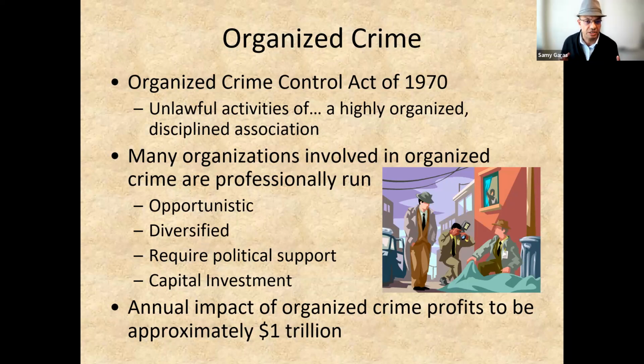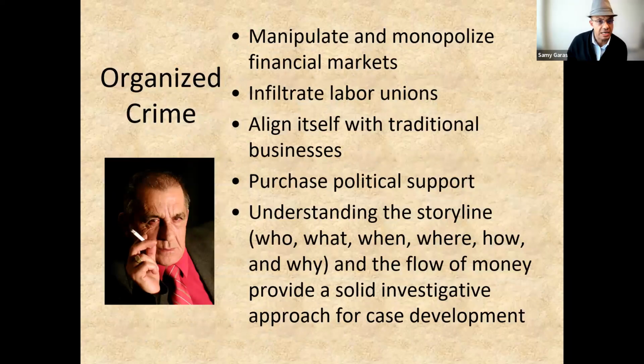Many organizations involved in organized crime are professionally run, either opportunistic or diversified or with political support. And because of that, the Organized Crime Control Act came out to fight against this kind of organized crime. Organized crime usually manipulates and monopolizes the financial market, as I say, trying to grab better market share or make an oligopoly with different competitors to control the price in the market, infiltrate the labor union, align with traditional businesses, and purchase political support. Usually this happens with big corporations who might have political connections that can support them in case the fraudulent act has been discovered.